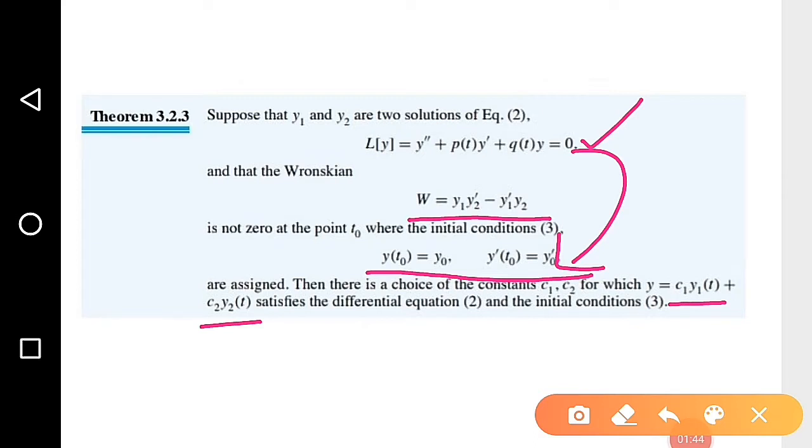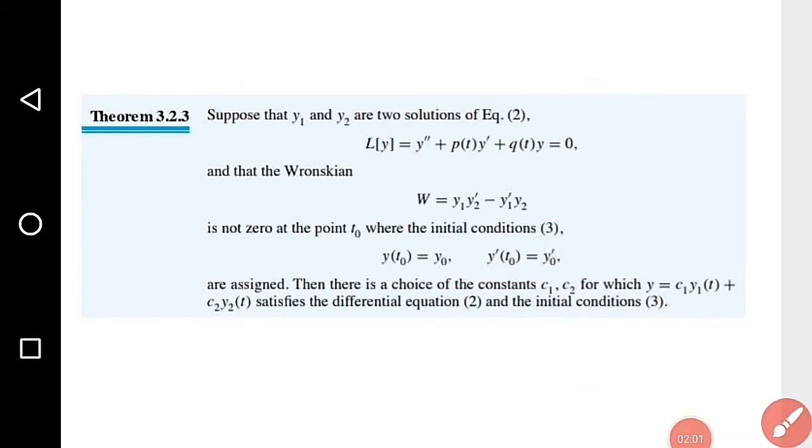That is, the linear combination C1 y1 + C2 y2 satisfies the differential equation and the initial condition. It simply means that the linear combination will be the solution of our given differential equation if the Wronskian is not equal to 0. This is the first theorem.